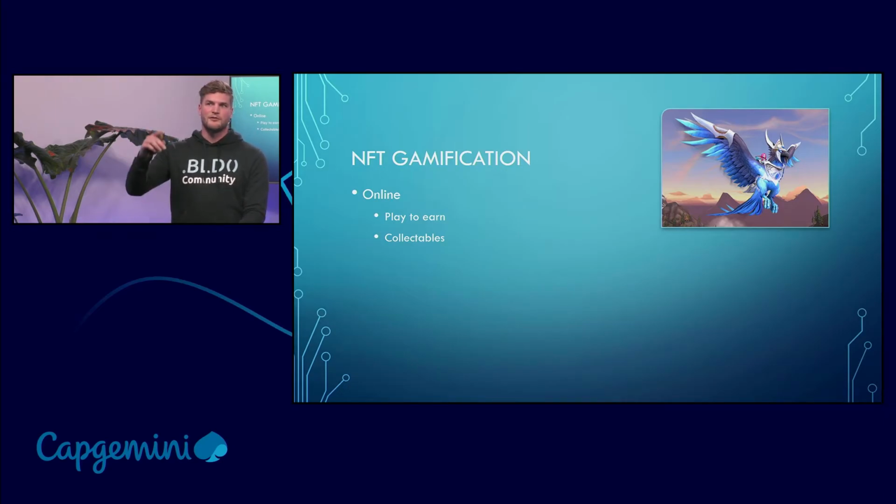For example, I took a picture of a mount in World of Warcraft. This is a very special mount and takes a lot of time to get. And if this actually was an NFT, then it might be resold for high amounts of money to other players, because they are very collectible.